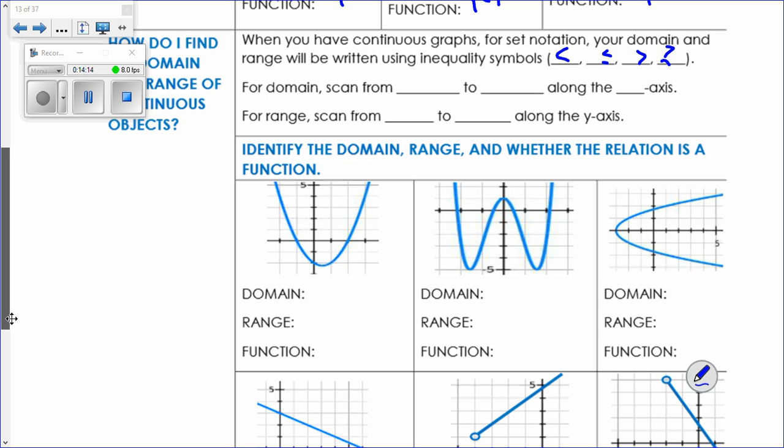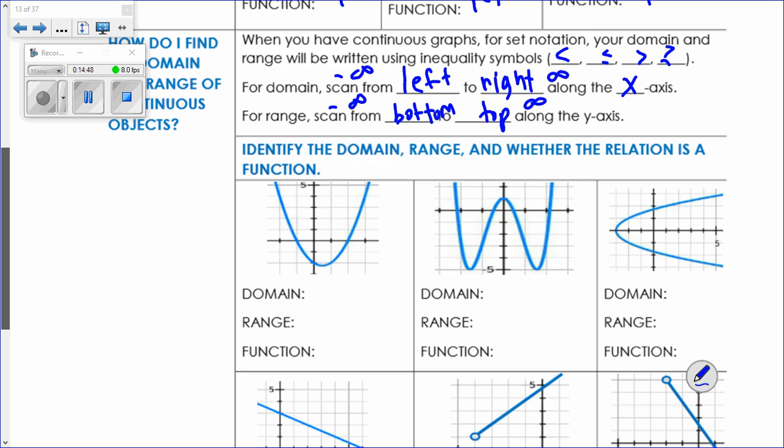Okay? For domain, you're always scanning from left to right. Remember, left is in the direction of -infinity. Right is in the direction of positive infinity along the x-axis. For range, we're scanning from the bottom to the top, from -infinity to positive infinity along the y-axis.